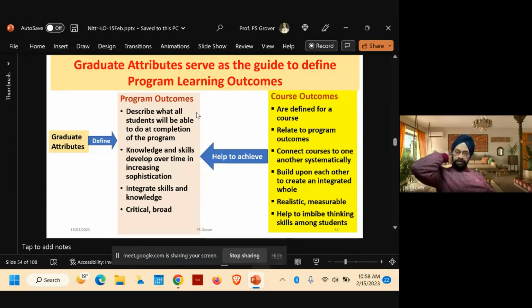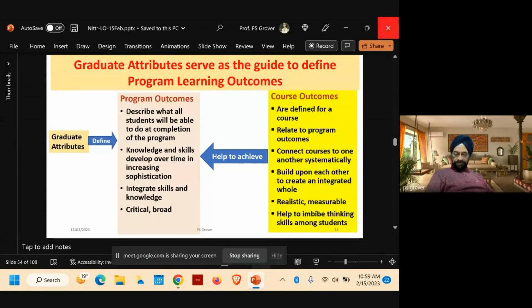They are defined for a course. They relate to the program. They connect courses to one another. They build upon each other to create an integrated whole, and so on. Now, please see here. The process is we design graduate attributes keeping in view what the industry wants. Graduate attributes help us to define the program outcomes. Program outcomes help us to design the curriculum. Curriculum involves the syllabus. Syllabus helps us to design the course outcomes, and course outcomes help us design the program.